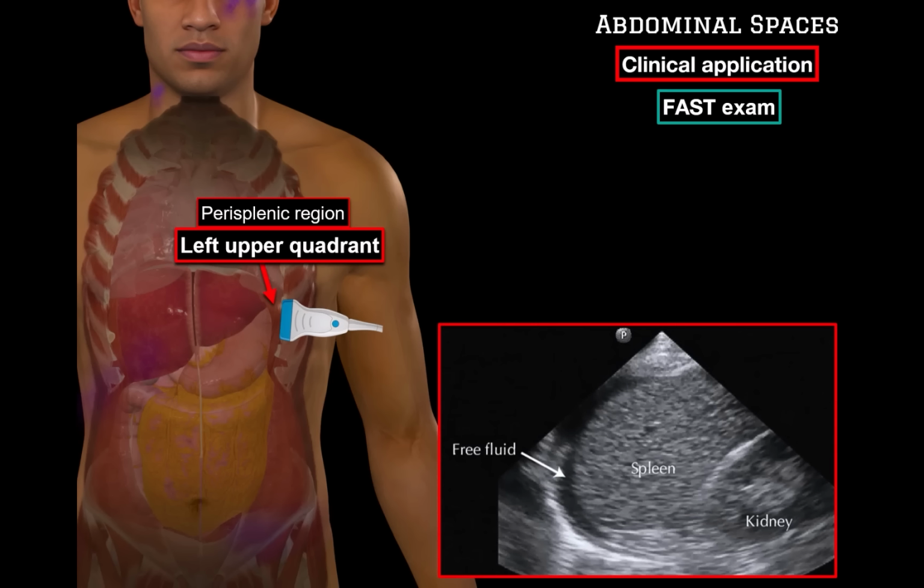But in trauma, when there is bleeding, most commonly from splenic injury, fluid collects in this region. It appears between the spleen and the diaphragm and can flow around the inferior and lateral surfaces of the spleen. Again, on ultrasound, this fluid appears as a dark anechoic stripe. This view is technically more difficult than the right side and can be slightly less sensitive, but when free fluid is identified here, it is still highly specific for intra-abdominal bleeding.